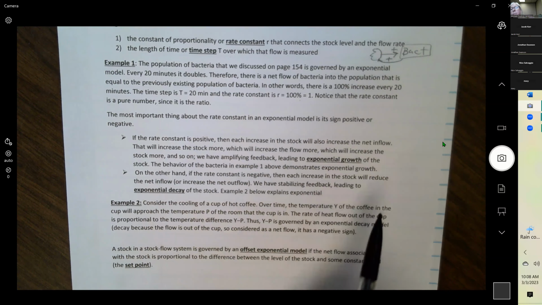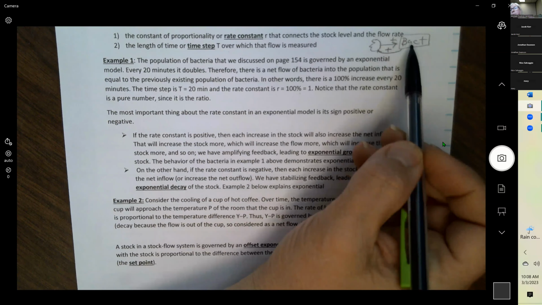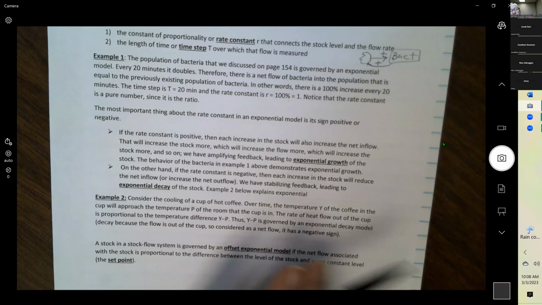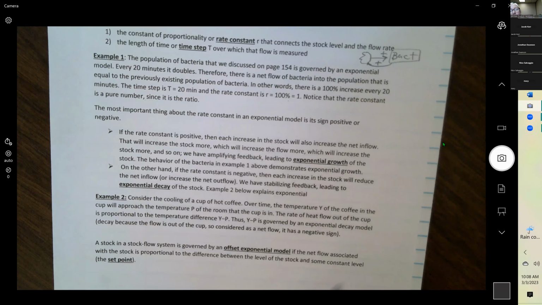That was, if that was a minus, maybe you're giving it an antibiotic and it's decreasing, then it would be exponential decay. Example 2 below explains exponential decay.